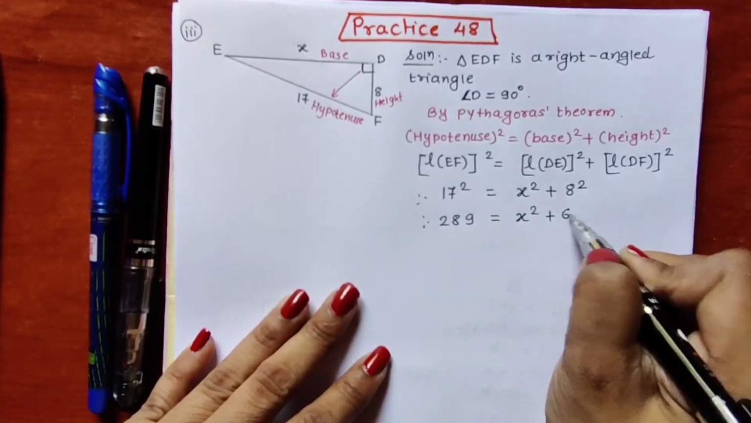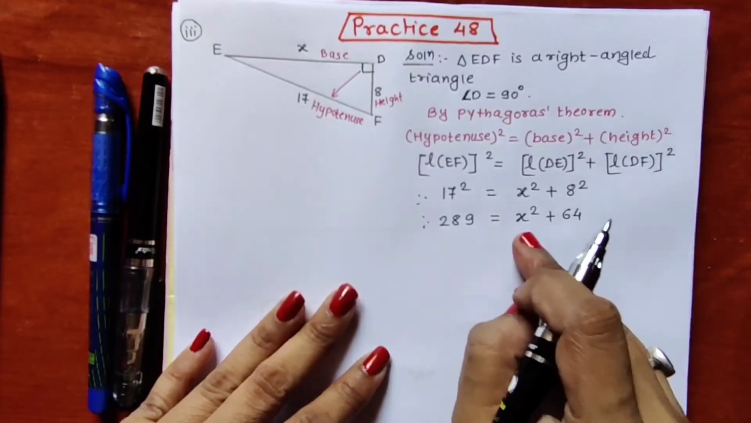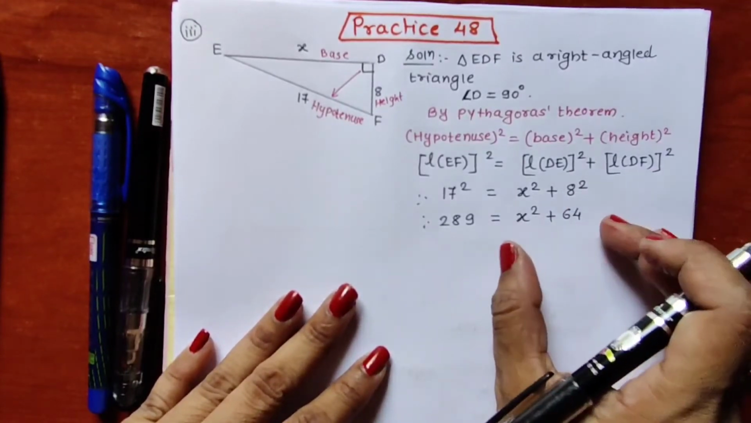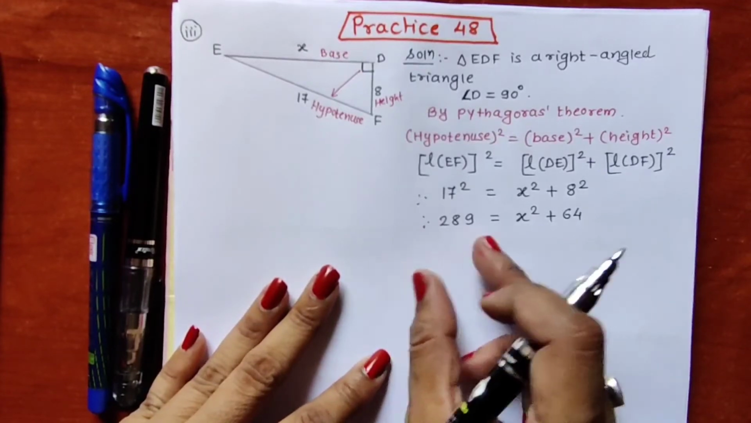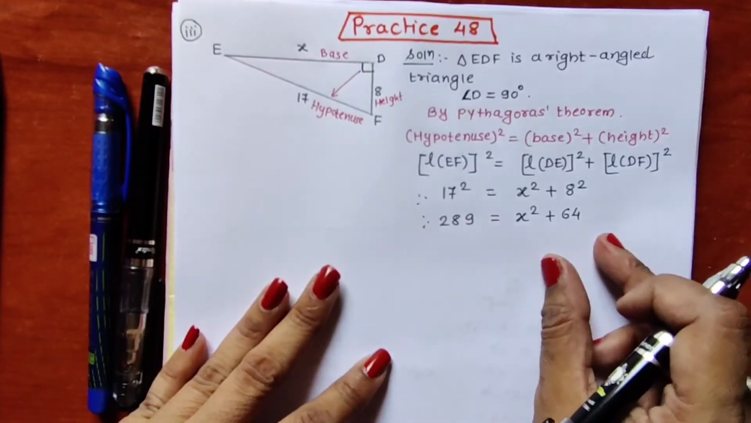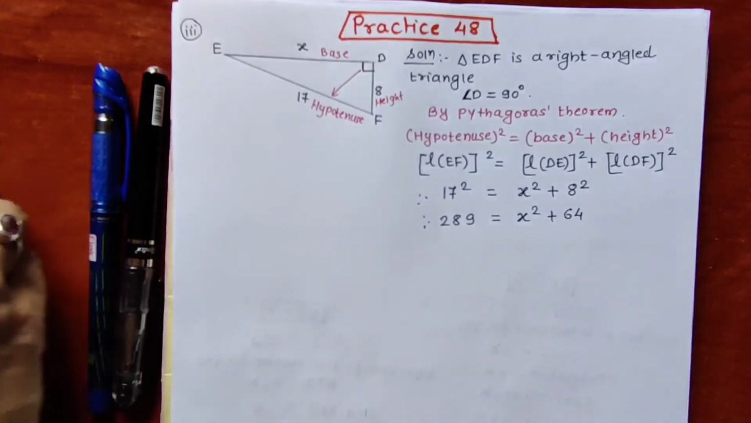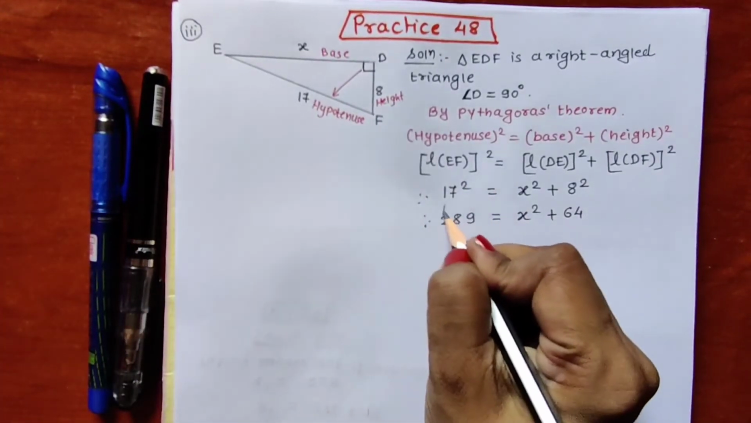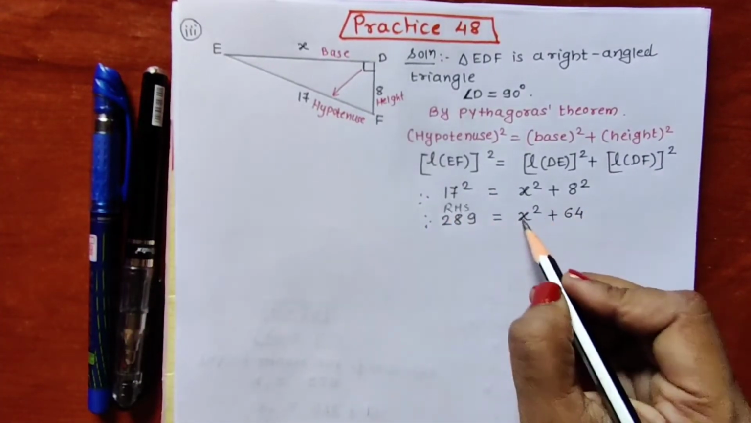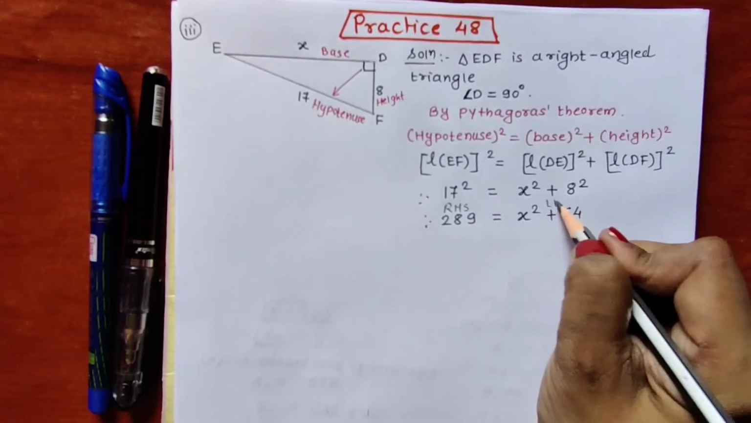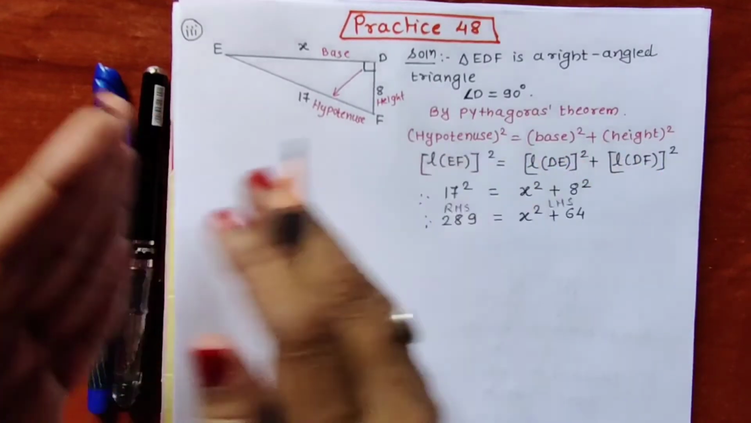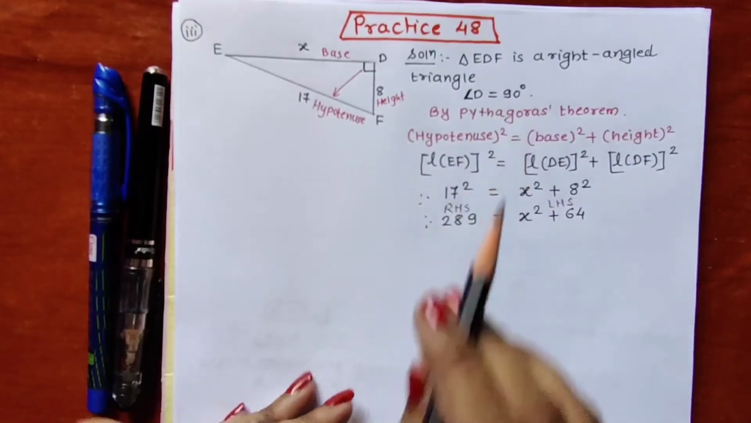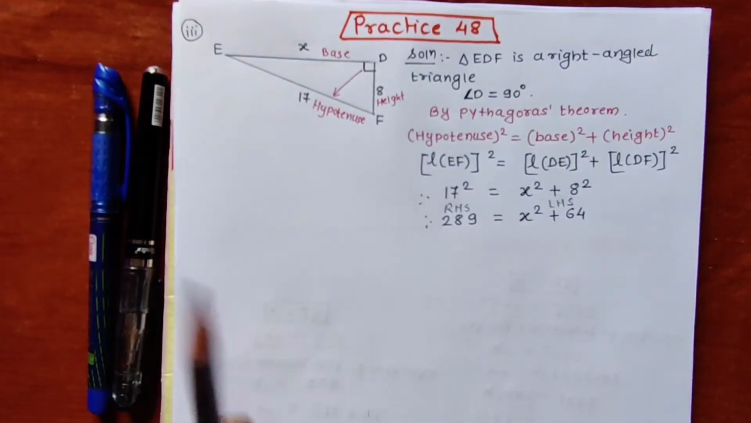Now what we will do, as x square is there on the right hand side, this full side we will transfer on left, and full side we will transfer on right. This, 289, is on the left side of the equation, so this should be the left hand side, and x square plus 64 is the right hand side.